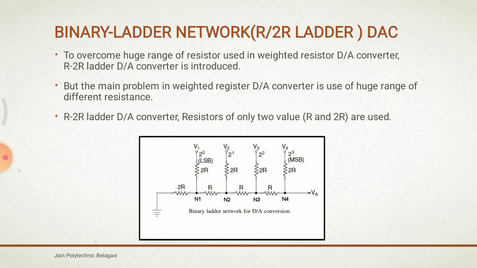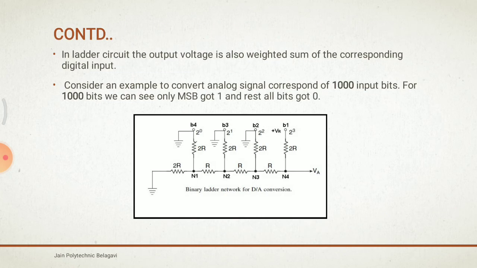In the ladder circuit, the output voltage is also a weighted sum of the corresponding digital input. Consider, for example, converting to an analog signal the input bits 1000. For 1000 bits we have the MSB, the most significant bit, as 1 and all the rest of the bits are 0. In the next diagram, as I already said, we are considering the 1000 input bits. You can see the MSB is 1 and the rest are all 0.